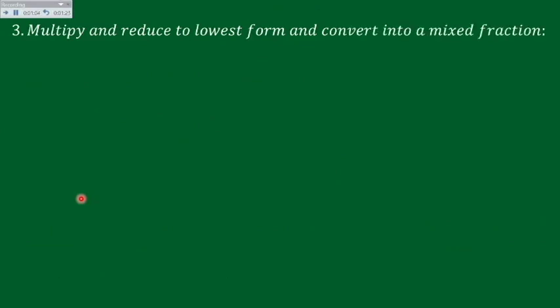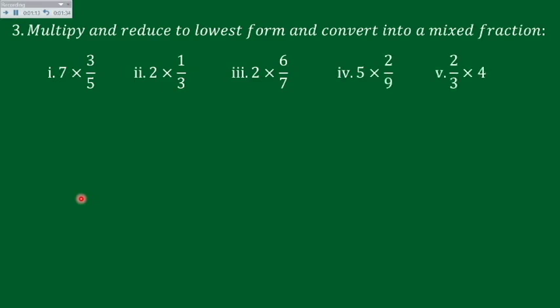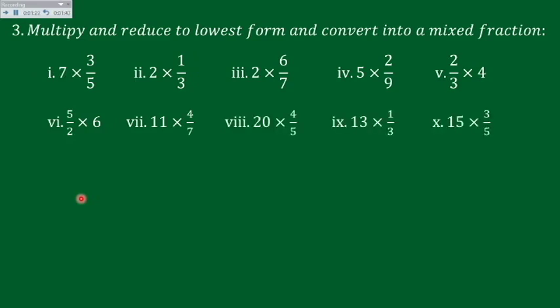Here are the following fractions. 7 multiply 3 upon 5, 2 multiply 1 upon 3, 2 multiply 6 upon 7, 5 multiply 2 upon 9, 2 upon 3 multiply 4, 5 upon 2 multiply 6, 11 multiply 4 upon 7, 20 multiply 4 upon 5, 13 multiply 1 upon 3, and 15 multiply by 3 upon 5.